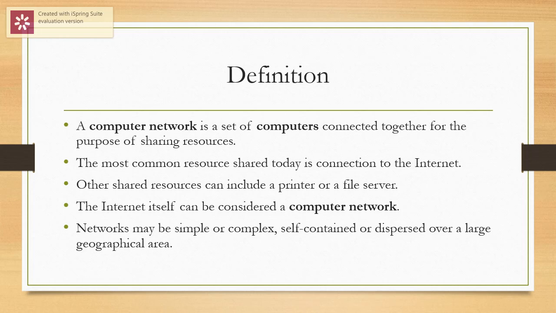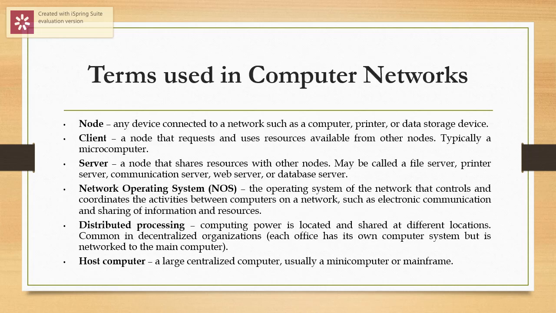Networks may be simple or complex, self-contained or dispersed over a large geographical area. What are the terms that are used in computer networks? We have node, and this is any device connected to a network such as computer, printer, or data storage device. We have a client. This is a node that requests and uses resources available from other nodes, typically a microcomputer.